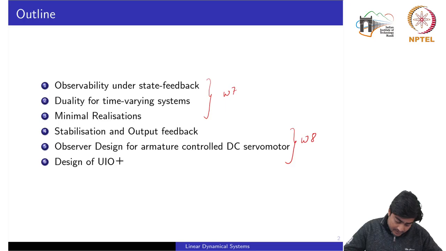The fourth, fifth, and sixth problems are about output feedback, observer design, and unknown input observer design.